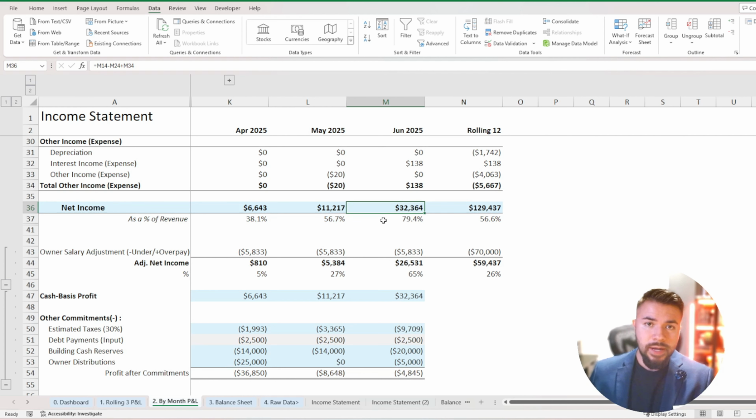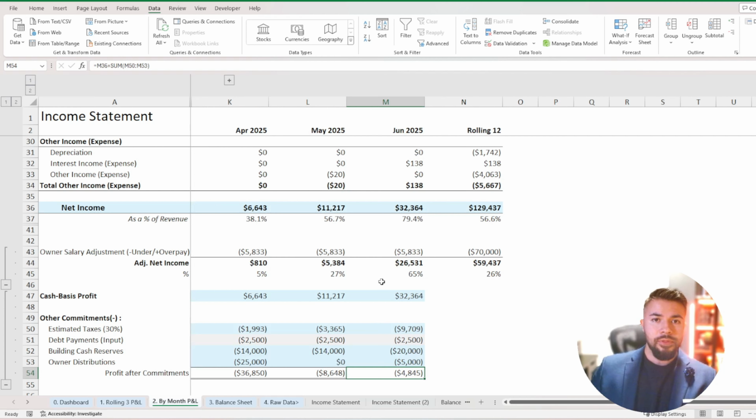So after all of these factors are considered, I call this your profit after commitments, right? All of the balance sheet commitments, tax commitments. You started with 32,000 in net income. You adjusted for your salary of 5,800 per month. You went down to 26,000, and after estimated taxes, debt payments, building your cash reserves, and distributions, you're at a net loss. And that's the key piece of why you may be seeing profit on the P&L, but your cash balance is going down, because you have all of these other commitments to consider.